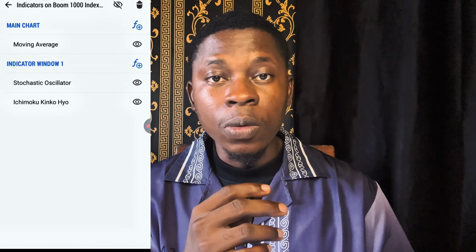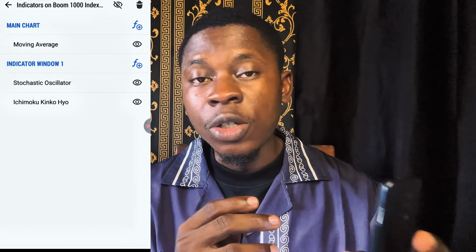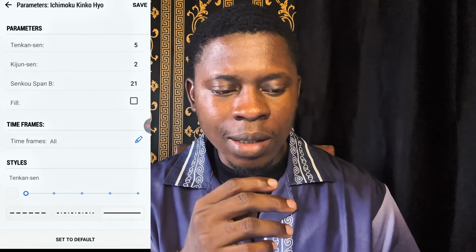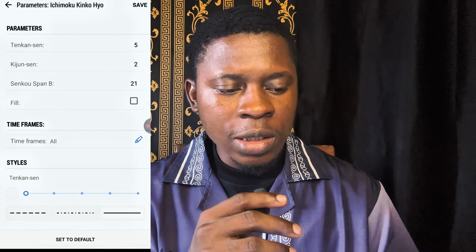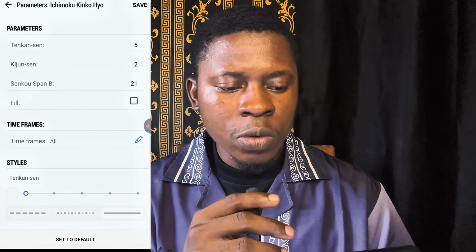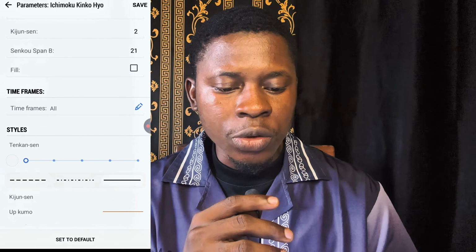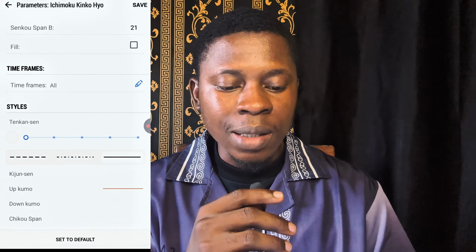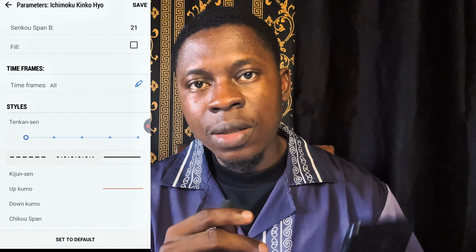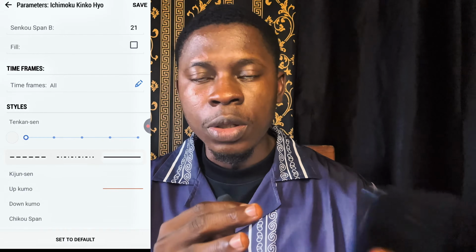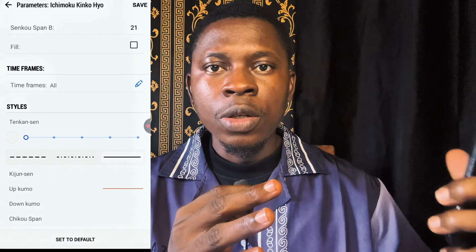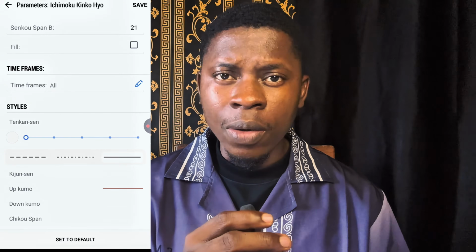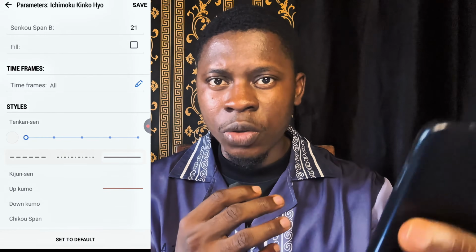Okay, and when you're done with that, the third indicator is going to be the Ichimoku. Very important. You set the Ichimoku, you're going to make sure you set the Tenkan-sen to 5, Kijun-sen to 2, the Senkou Span you put that to 21, then you put the style on 1 pixel, which is the Tenkan-sen. Then you want to make sure that you set the color of the background to the color of your screen. So if you're using a black background, you set the color here to black. White background, set the color to white. Okay, so that you can match your chart.